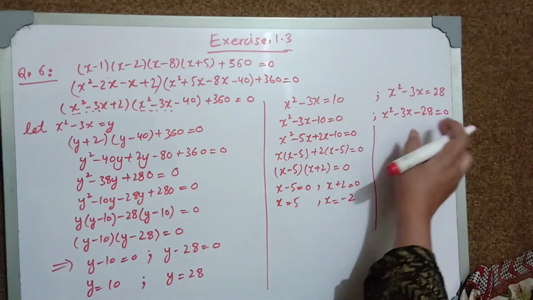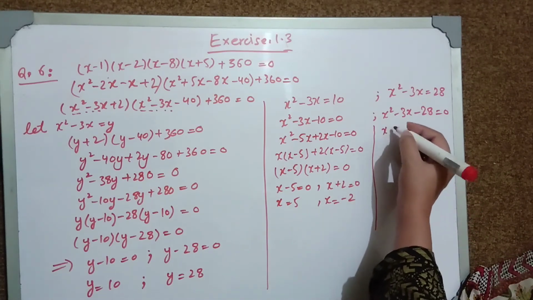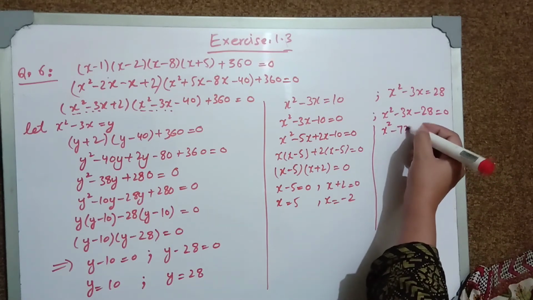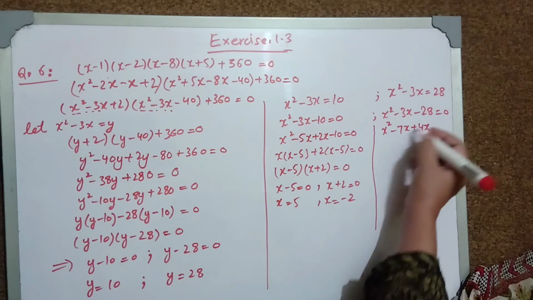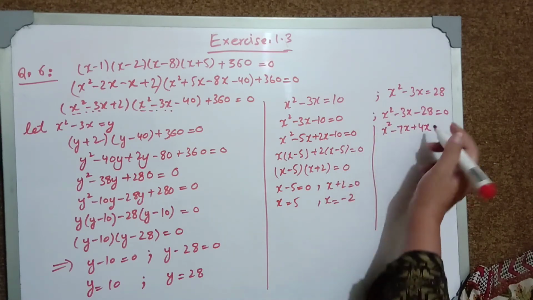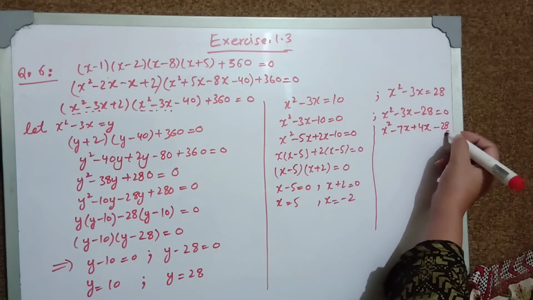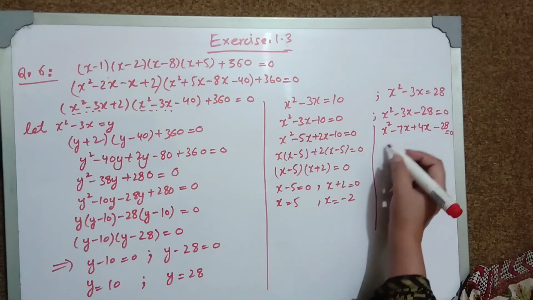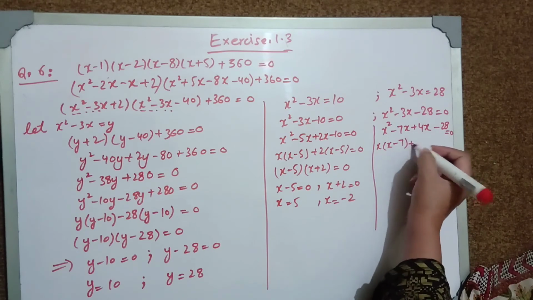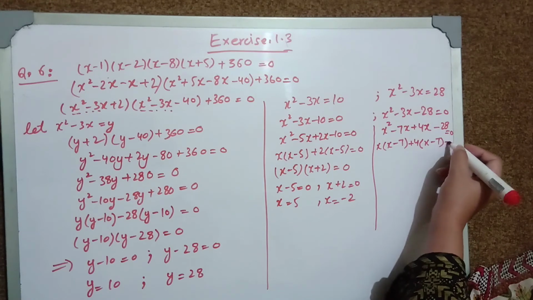Now we are going to solve this quadratic equation as well. We can break its middle term as x square minus 7x plus 4x, because if I add them we will get minus 3x again, and if I multiply these two we will get minus 28x square again. Now we can take x common from the first two. If I take x common, we'll be left with x minus 7. And from here we can take plus 4 common. If we take 4 common, we'll be left with x minus 7. This one is equals to 0.